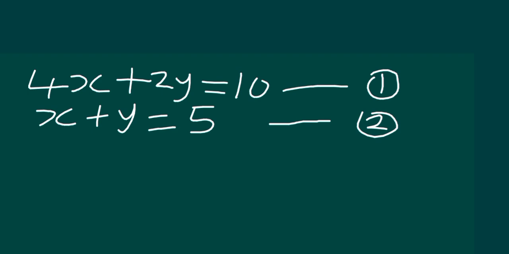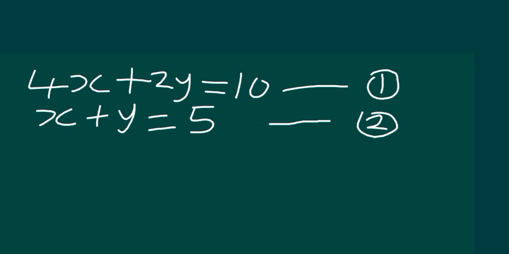From equation 2, we see that x plus y is equal to 5. I've decided to make x the subject of the equation in 2 and substitute it for x in equation 1. Just as I've said earlier, we can still do this process using equation 1 and substituting into equation 2, but I chose equation 2 because it's easier to find the value of x in equation 2 than it is in equation 1.